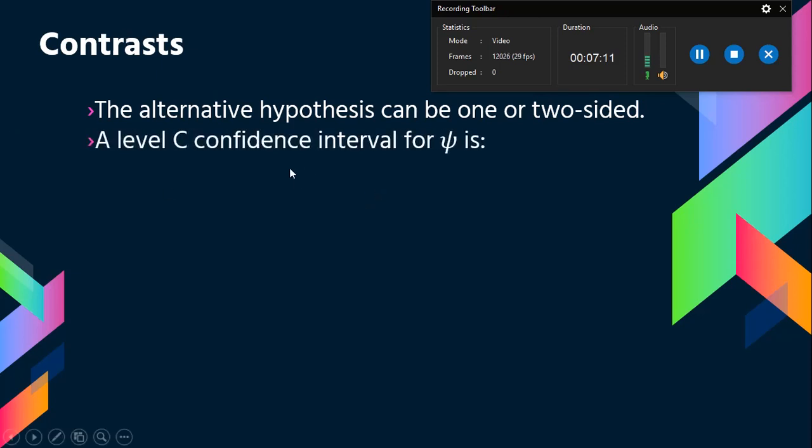We can also calculate a level C confidence interval for psi, and this is done in the classic way. So we would take our numerical value for our contrast C. We would calculate our t star. That should be a superscript, not a times sign. Remember, when you type it in to find the area, we have to ignore that bottom tail. And then you would also use your standard error for the contrast.